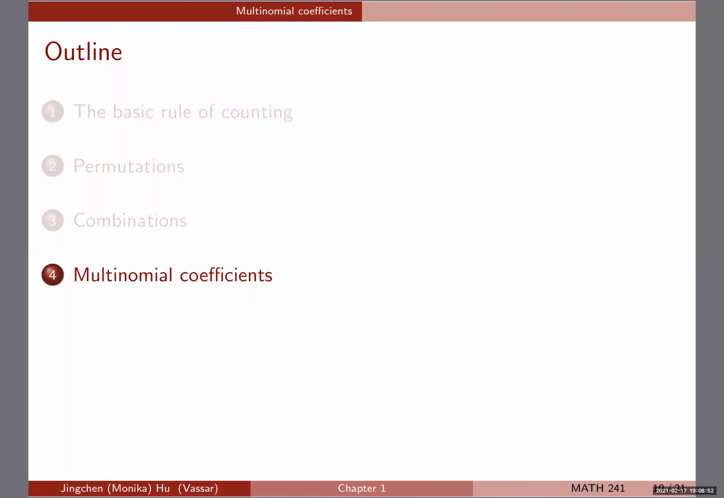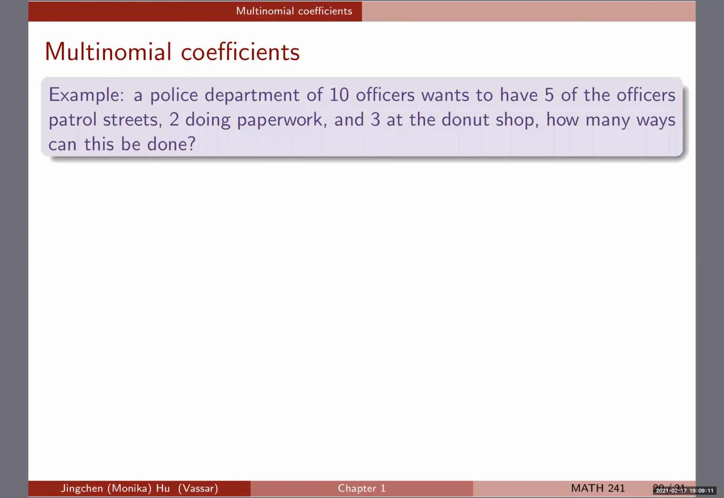Alrighty, so with the basic rule of counting, permutations and combinations, in particular in combinations, we talk about the binomial theorem, where you have two outcomes and then you're able to choose them. Now we're able to generalize it to multinomial coefficients and also a multinomial theorem that is related. So to get us started, I want to start with an example.